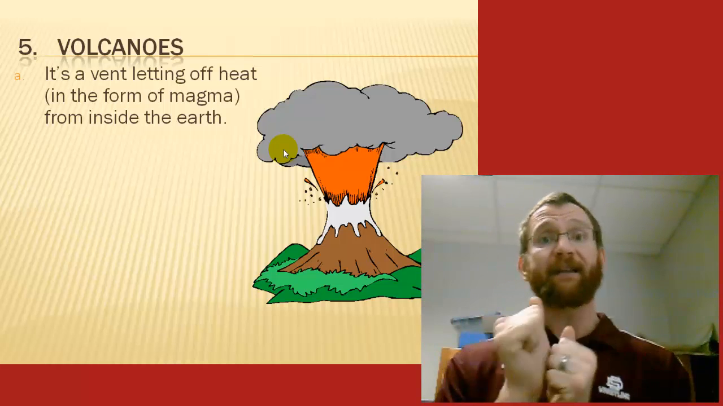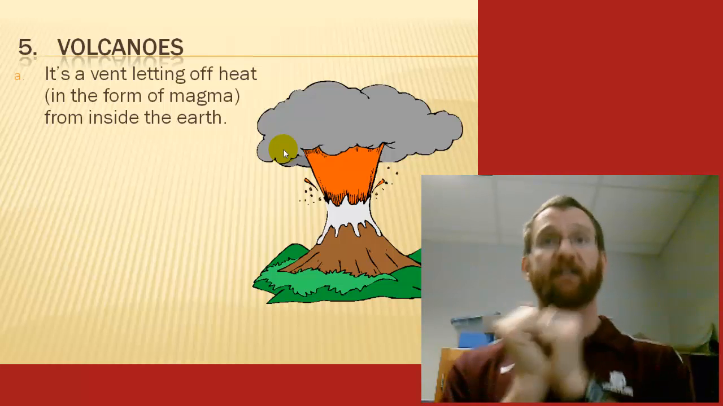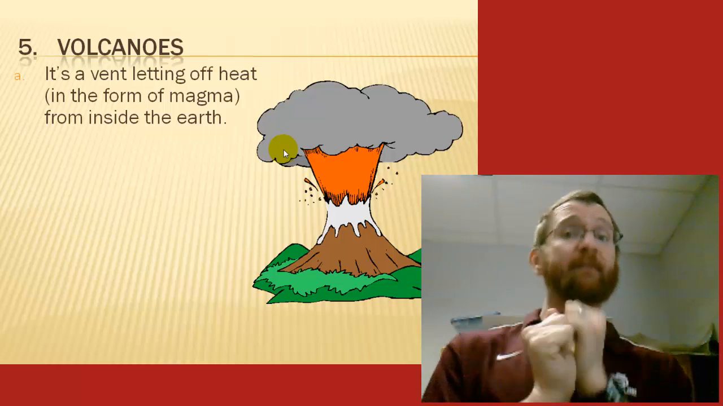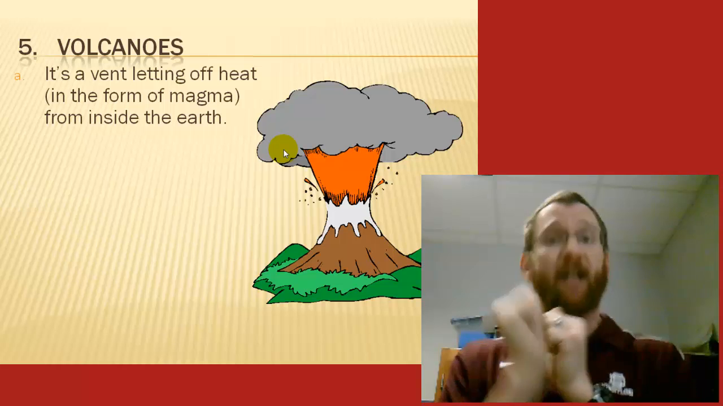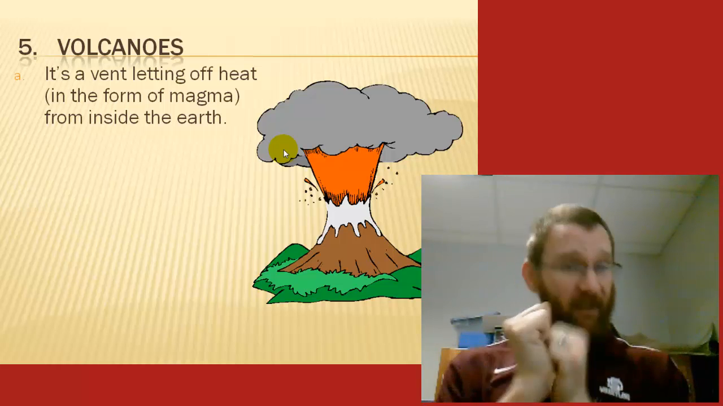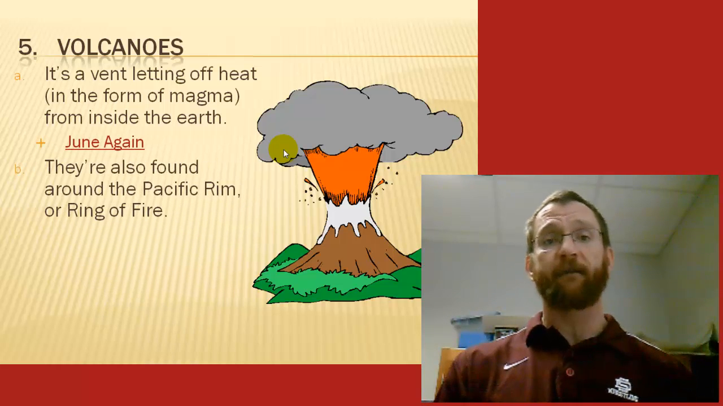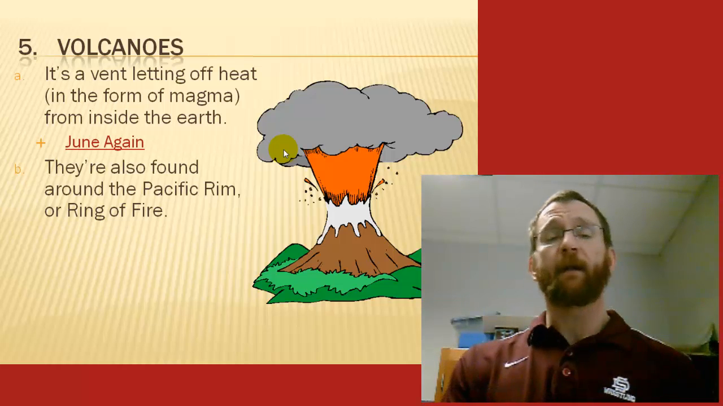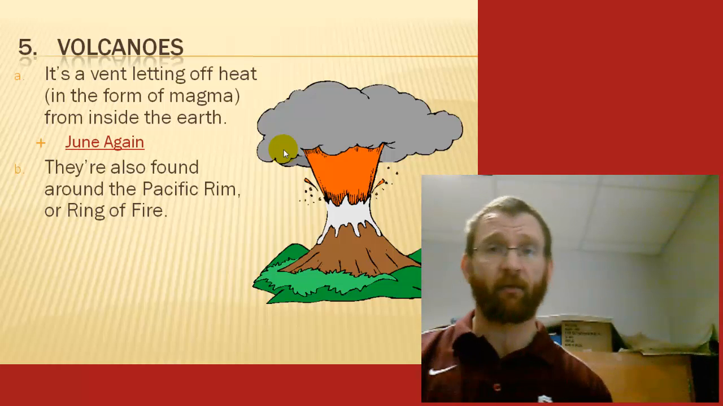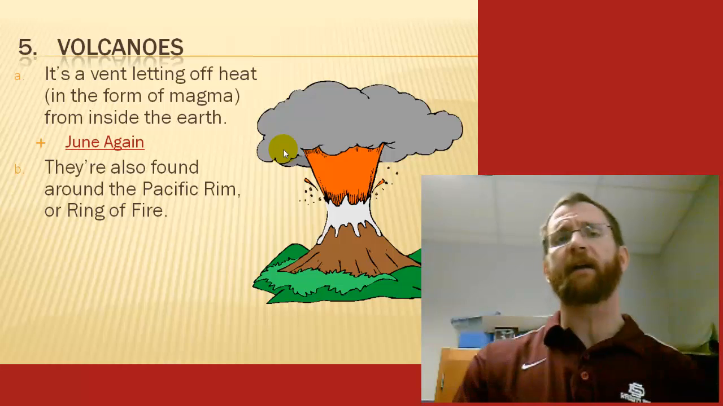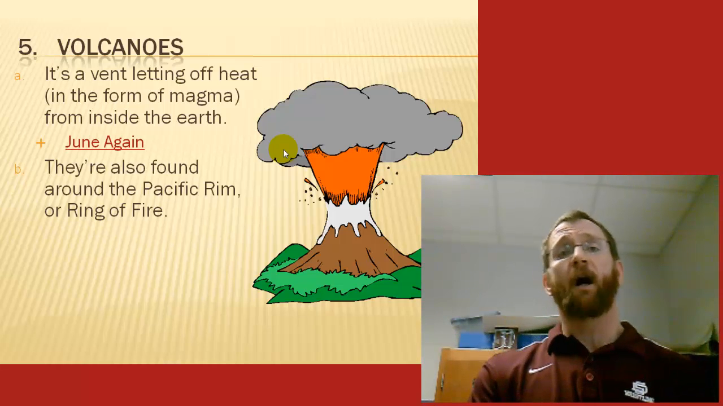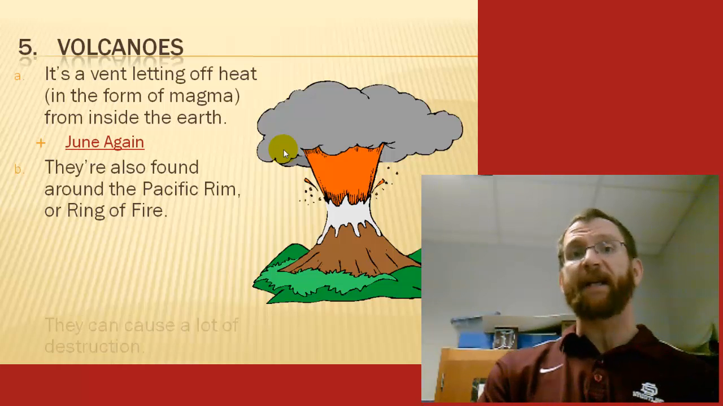Or when you get tectonic plates grinding up against each other, you've got to let off heat, and sometimes it explodes, just like at the club. Okay, they're grinding and they explode. That's a letting off of heat. Okay, the volcanoes are also found around the Pacific Rim, and that's why it's called the Ring of Fire, because so many volcanoes exist around that area of a lot of seismic activity.